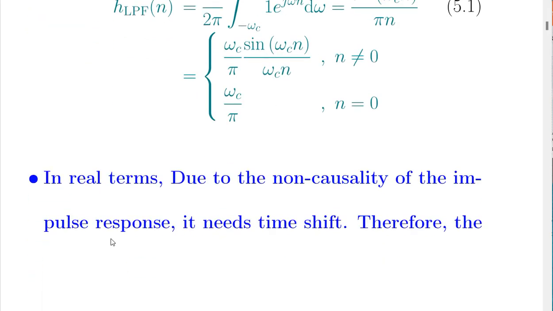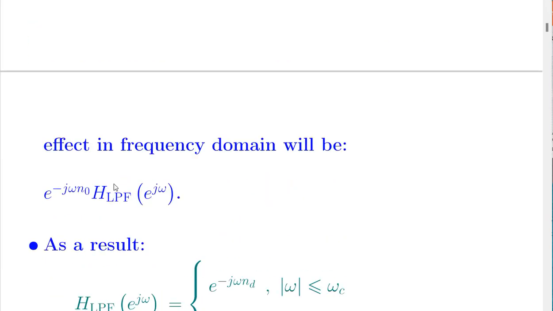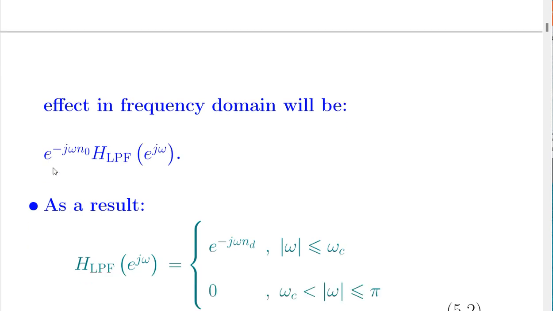Right. In real terms, due to the non-causality of the impulse response, it needs a time shift. Therefore, the effect in frequency domain will be e to the power of minus j times omega times n0 multiplied by H low pass filter of e to the power of j omega. That's the result for a shift in time domain.